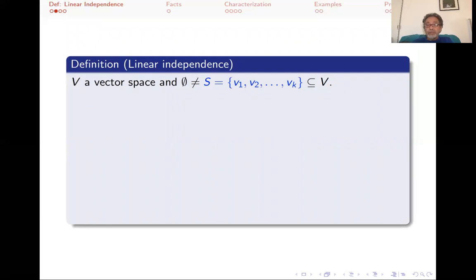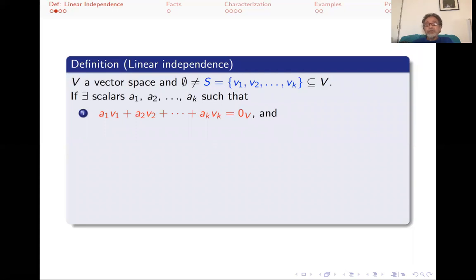If you have a vector space and a non-empty set S of k vectors in V, if you can find k scalars, which would be real numbers, such that when you take the linear combination of those vectors, you get the 0 vector of V. I can certainly find scalars A1 through AK such that A1 V1 plus A2 V2 plus ... plus AK VK equals 0. Why? Because I can use the scalars 0, but I want to avoid that.